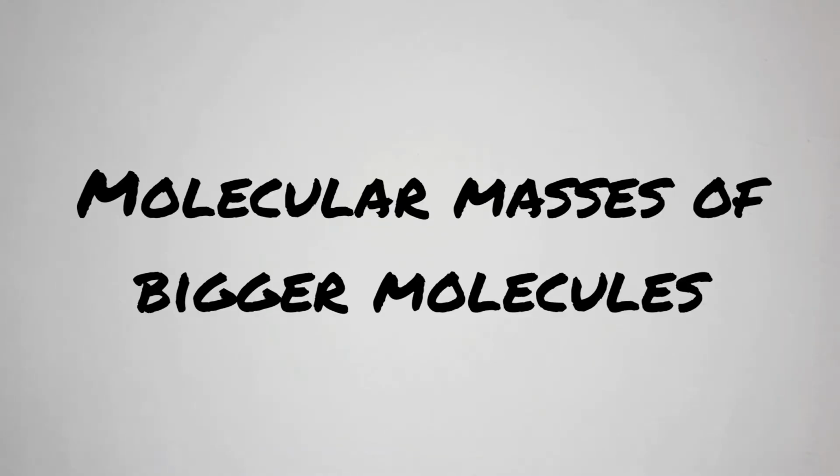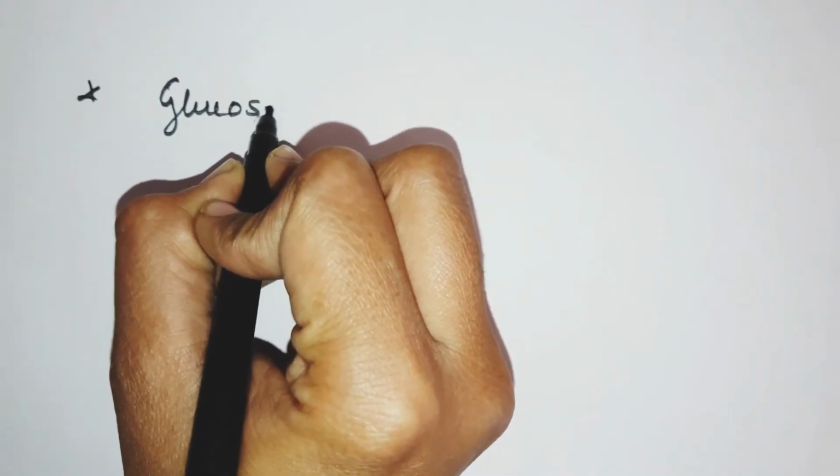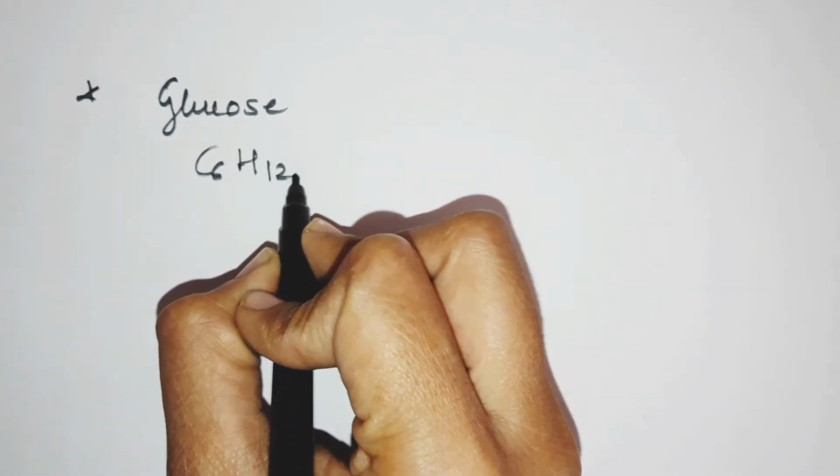Now till now we have studied the molecular masses of some basic molecules like gases or water or, say, acids. But now let us consider some complex molecules. Suppose, say, glucose. Glucose is C6H12O6.